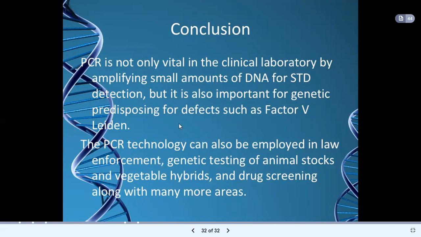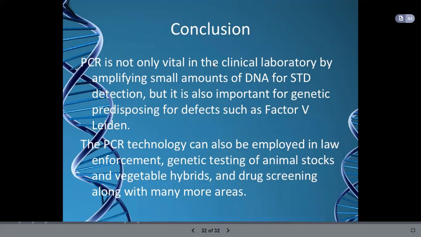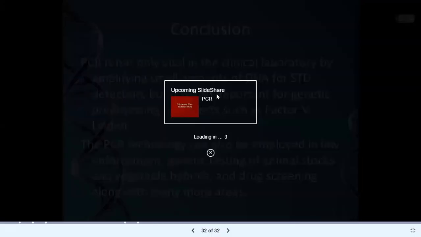So in the whole concept of the PCR technique, we get an idea of how PCR is very important for today's life, modern science and biotechnology. So that was about PCR.